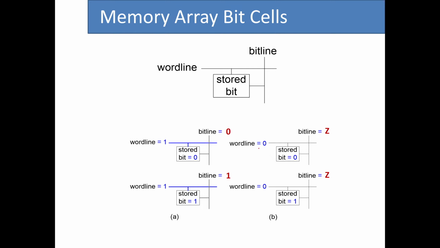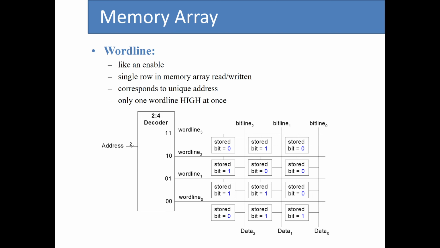On the other hand, if the word line is 0, no matter what is being stored, the bit line is Z, or high impedance. That means it's not connected anywhere. So this is for one individual bit cell. In general, we have more than one individual bit cell.